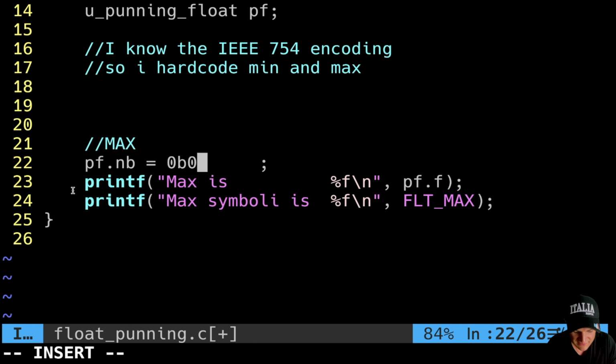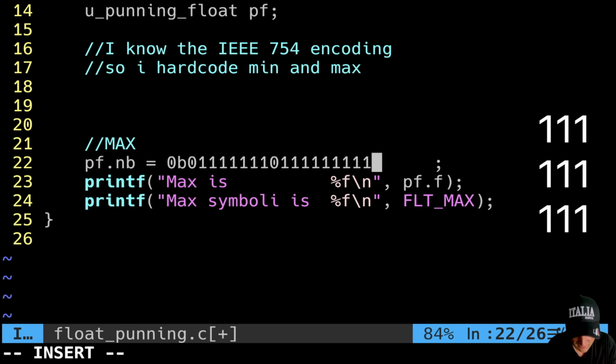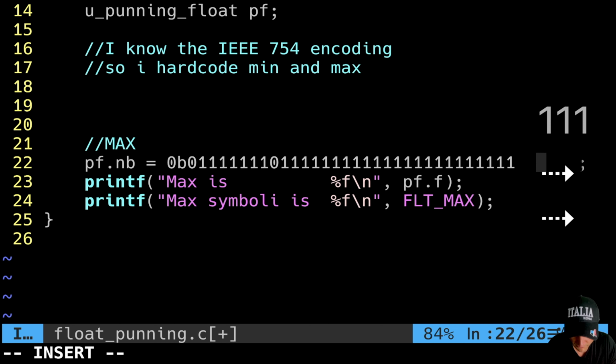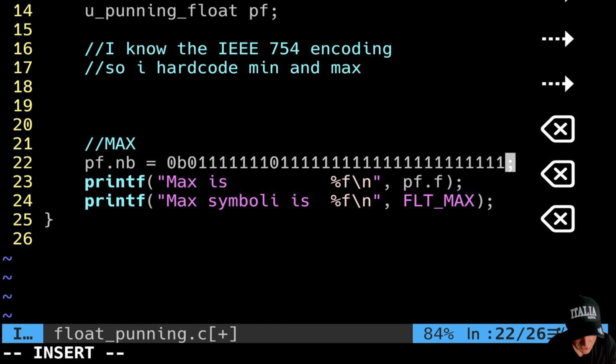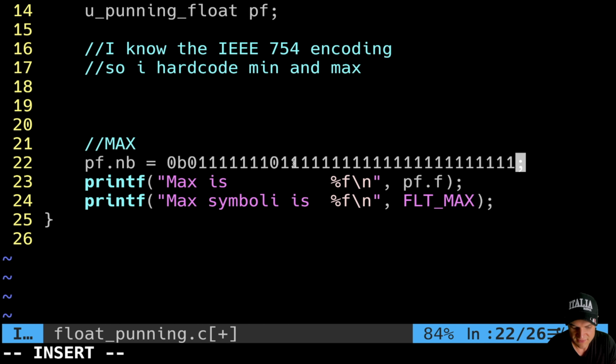So the maximum exponent I can have is 7 bits turned on, 1, 2, 3, 4, 5, 6, 7, and a 0. Then I just need 23 ones, right? Because this is the maximum value I want to represent with floats. So 1, 2, 3, 4, 5, 6, 7, 8, 9, 10, and 1, 2, 3, and so on. Boom. Here we have the binary configuration of the biggest float.